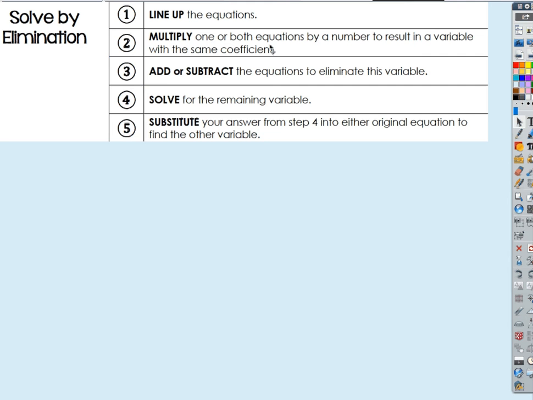So, we line up the equations, we're going to multiply one or both equations by some number, and here's the key. We want it to result in a variable with the same coefficient. Actually, what I'm going to say is we want it to result in a variable with opposite coefficients. But let's go through this first, and then we'll improve this a little bit. I'm going to go to another slide that's just like this with a couple tweaks. So maybe you want to wait just a second before you write too much down anyway. It says add or subtract the equations to eliminate that variable, and then solve for the remaining variable, right? And substitute back. Okay, but here's an improvement.